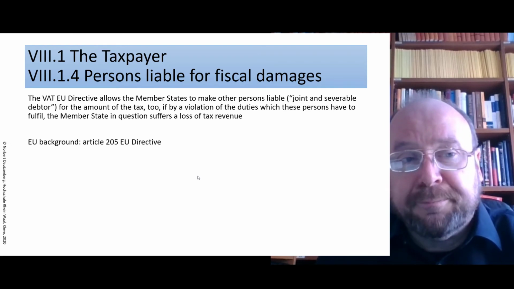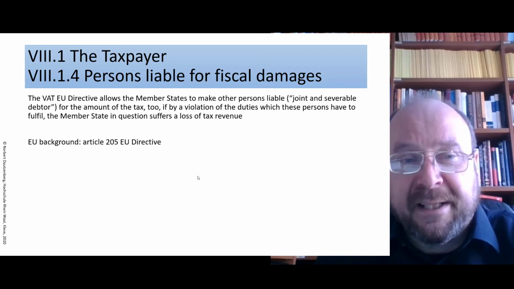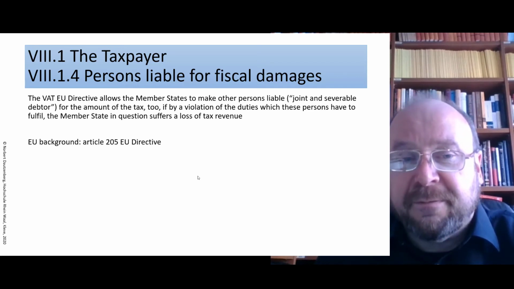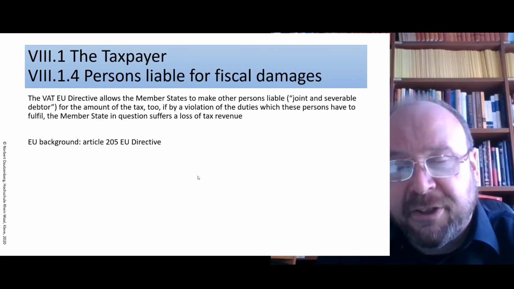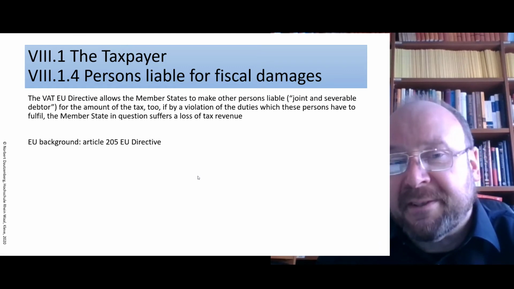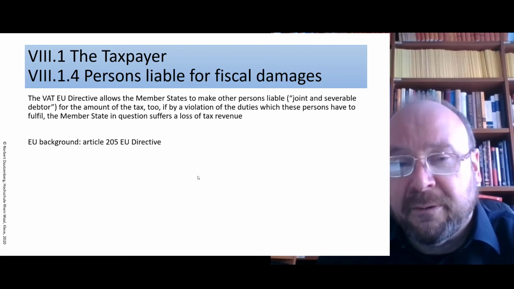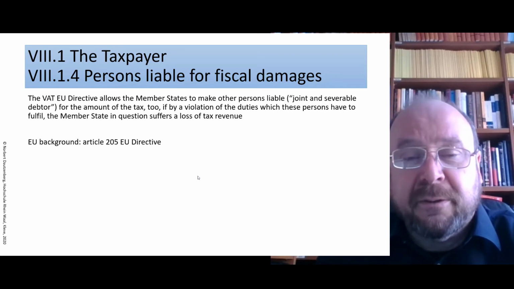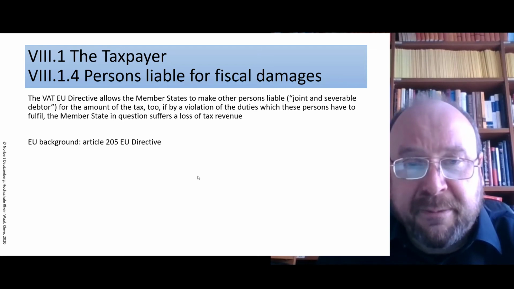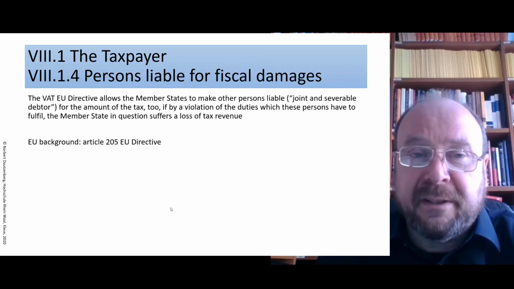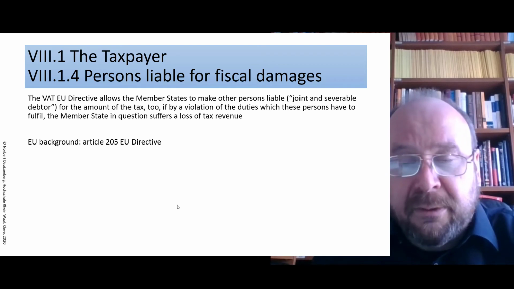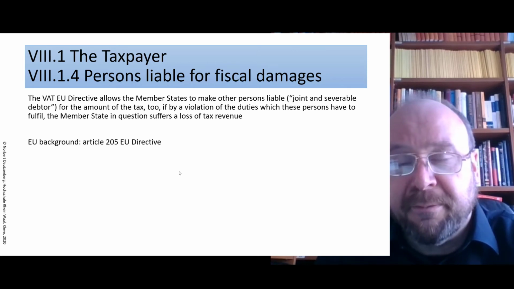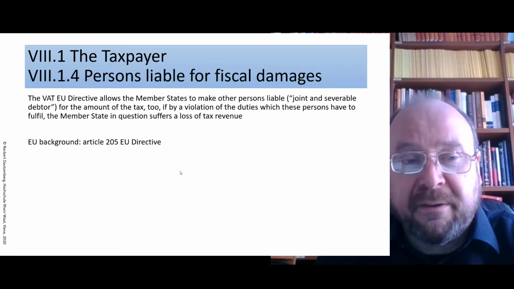Under the EU directive, the member states also have the right to declare others than the taxpayer as jointly and severally liable for the amount of tax if, by a violation of duties which these persons have, the member state suffers a loss or can no longer identify the correct taxpayer or such a thing like that. For example, the best example for that would be the holder of the warehouse, who is made responsible for the financial loss of the member state if he or she does not register all the data which are necessary to identify the person who took out the goods from the tax-free warehouse and so is the taxpayer under the law.